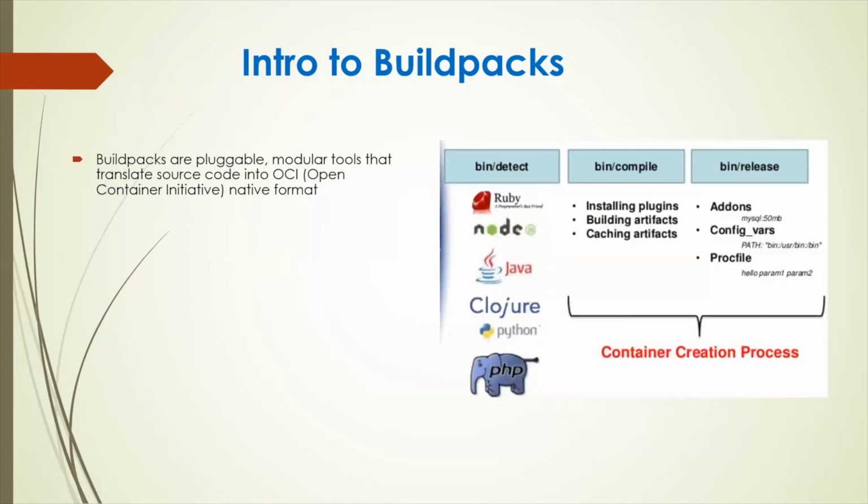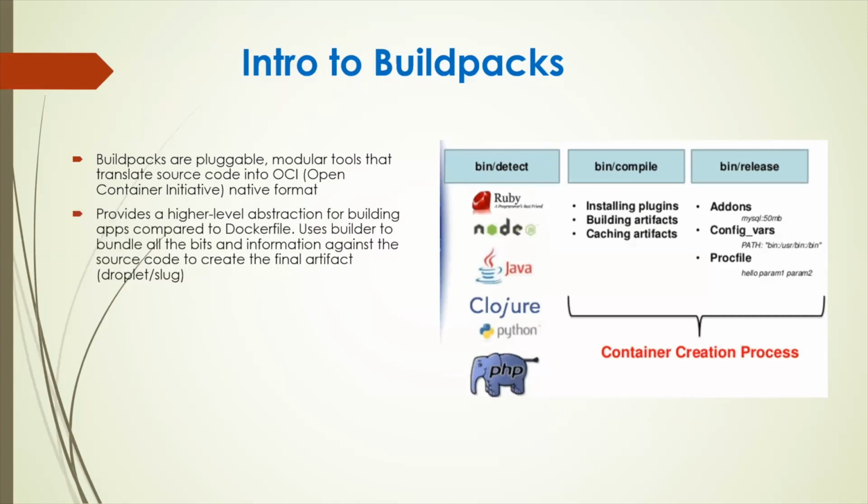Buildpacks is something which is a pluggable, modular tool, which translates your actual source code into an OCI native format image. It provides very high level abstractions for building your applications compared to a Dockerfile. It uses the builder concept, which bundles all the bits and pieces of information against your source code and creates the final artifact, or what we also call the droplet.